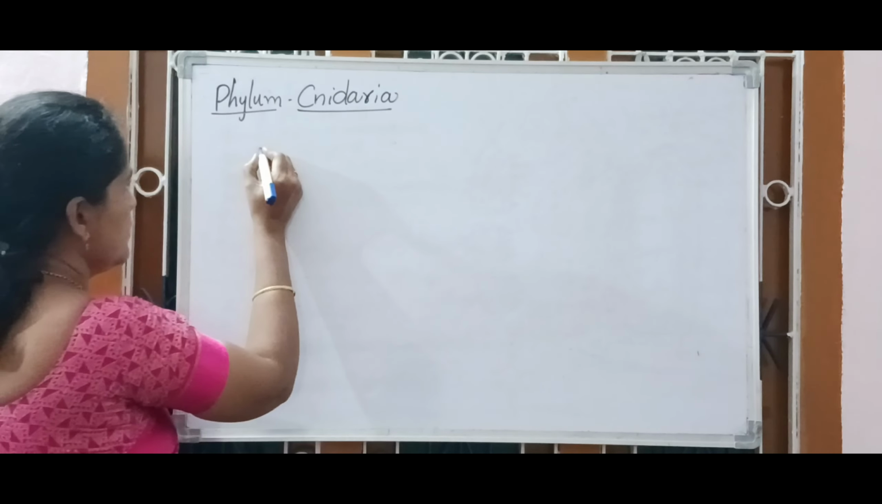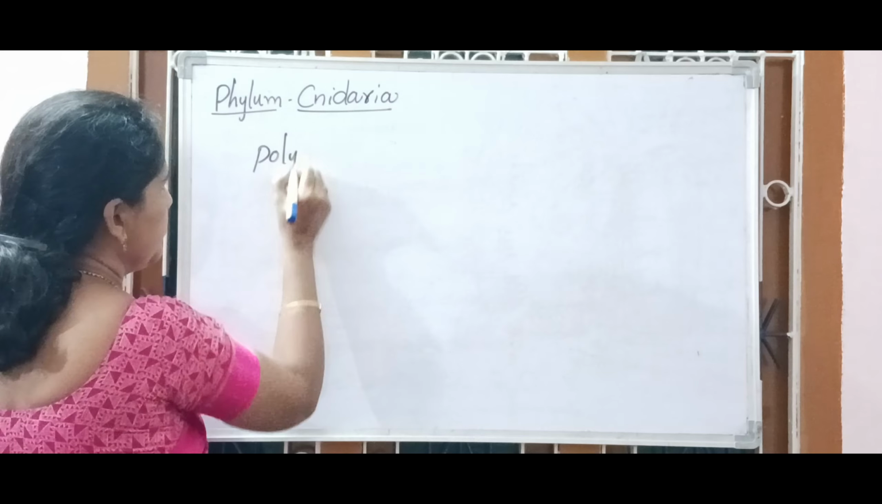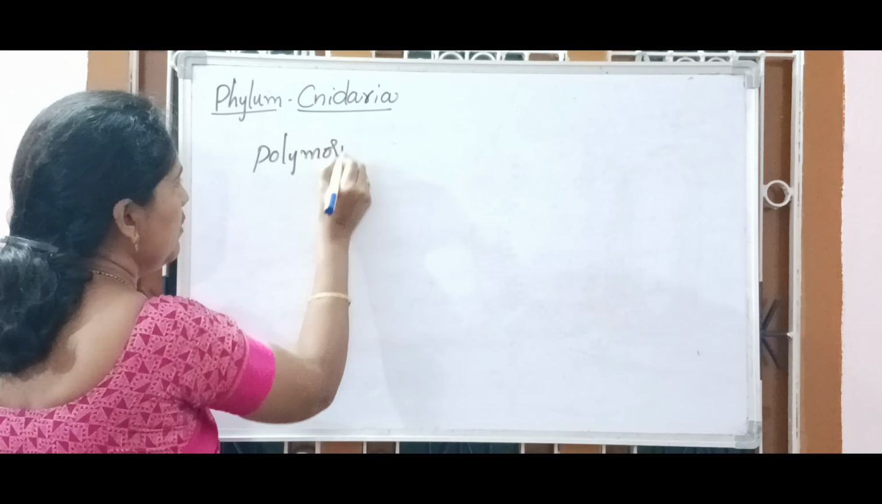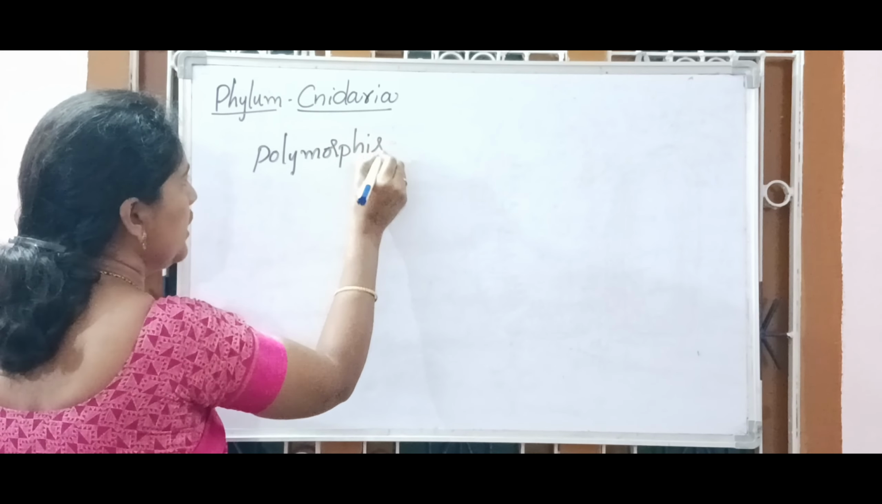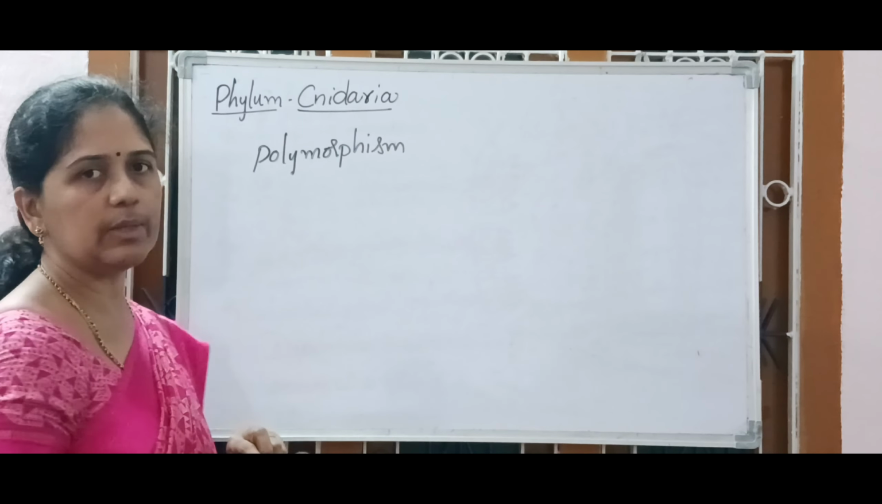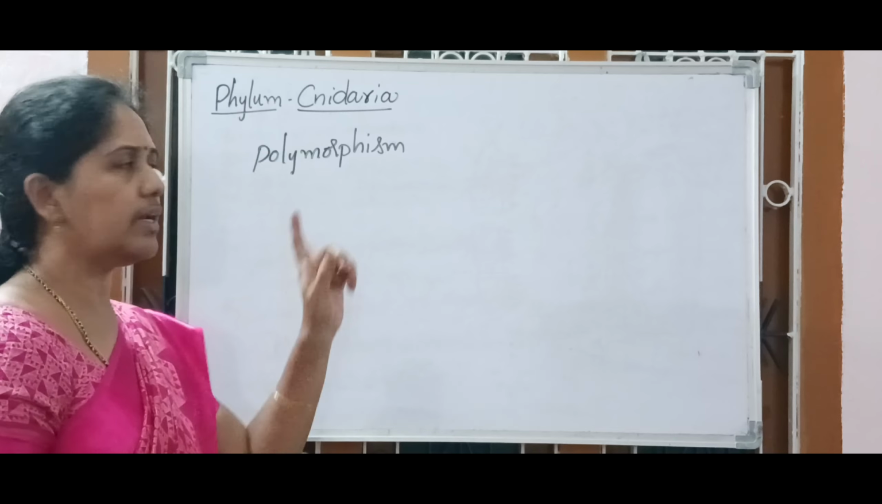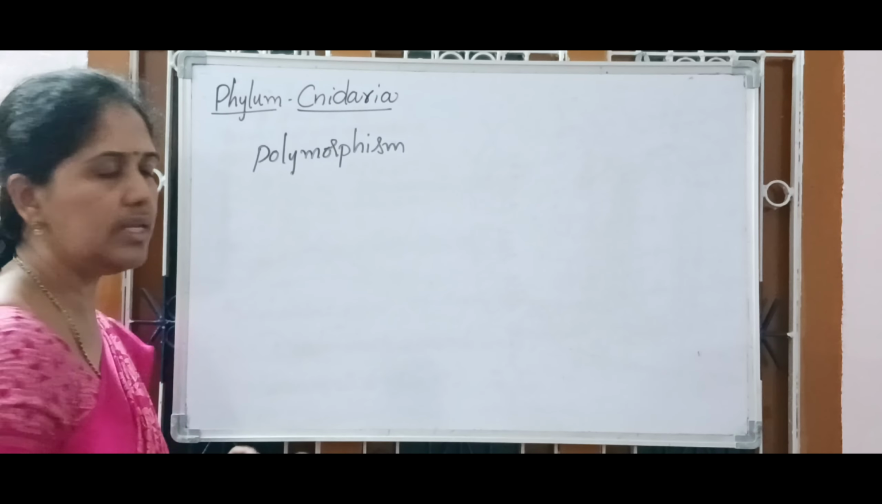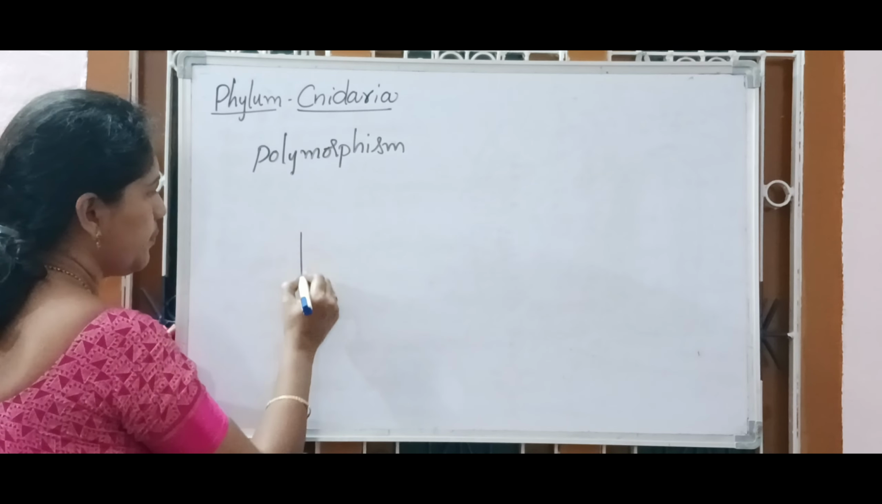Next characteristic is polymorphism. Poly means many, and morphism means that instead of occurring in only one form, they may occur in more than one form. That's why it is called polymorphism. Now mostly the cnidarians occur in two forms. One is the polyp form.